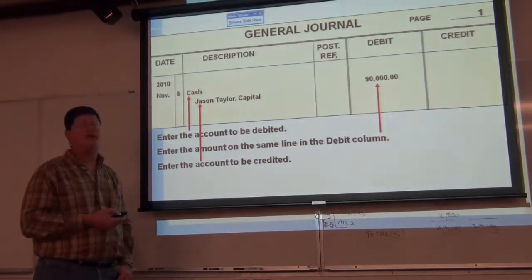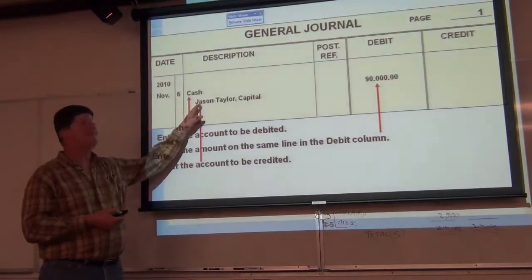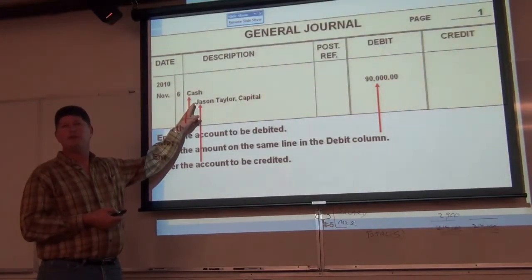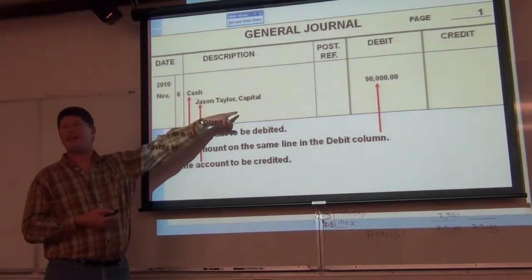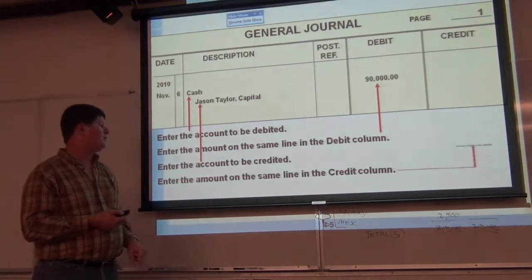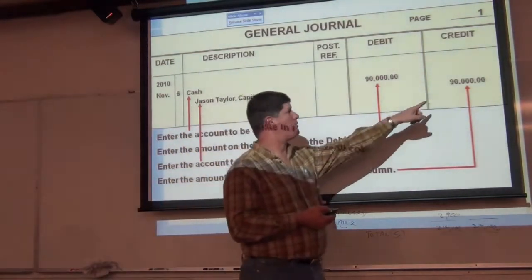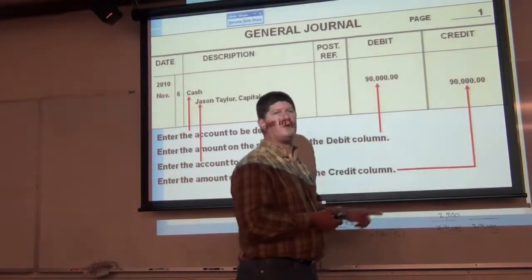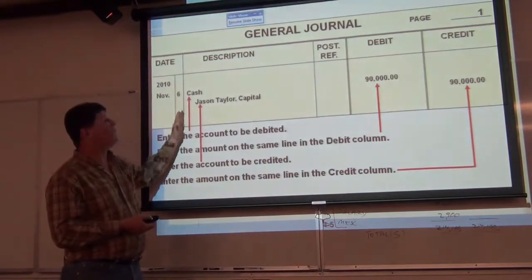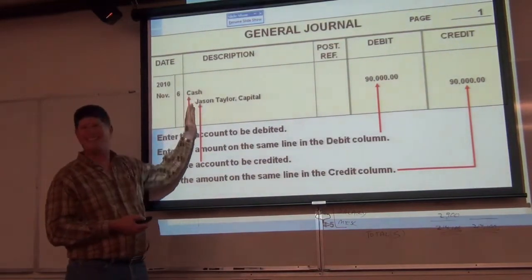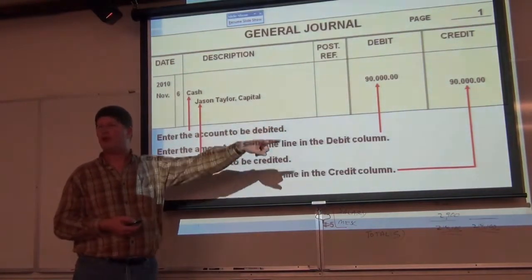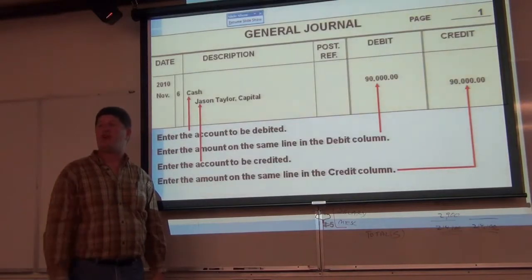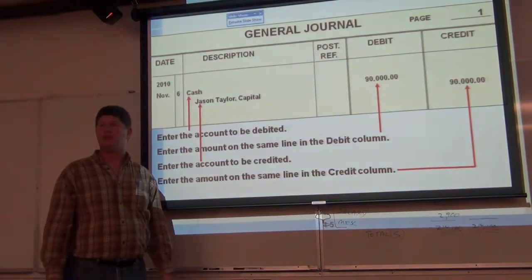The account that's going to get credited, notice it gets indented a little bit. Okay, so here's Jason Taylor Capital. And we enter the credit, but notice it goes in the credit column. So your debits all line up out here. Your credits all get indented slightly, which matches the debit and credit columns over there. So it makes it visually easier to follow and read. Everybody good with this? Yes.